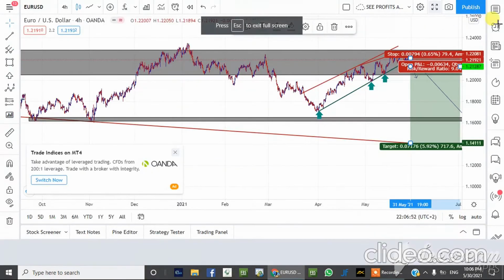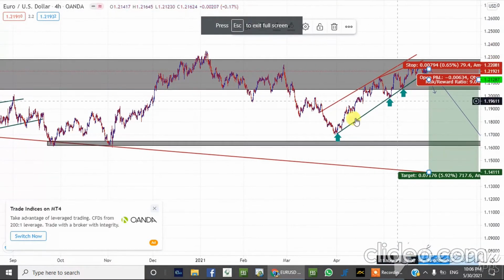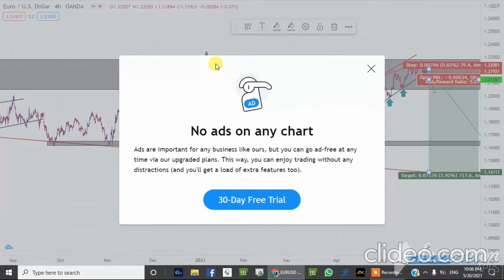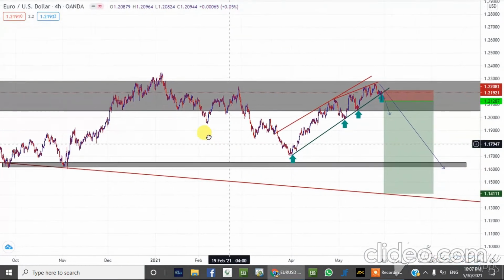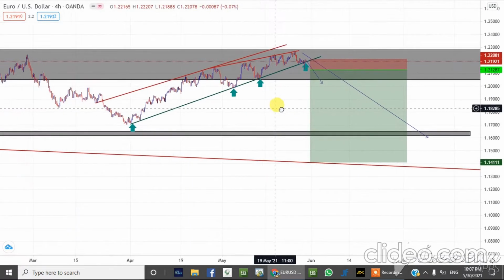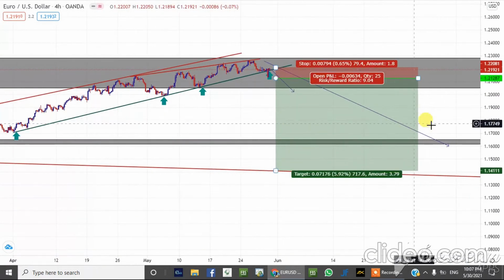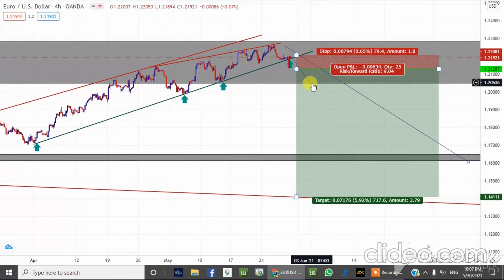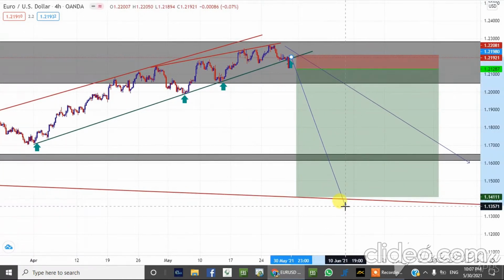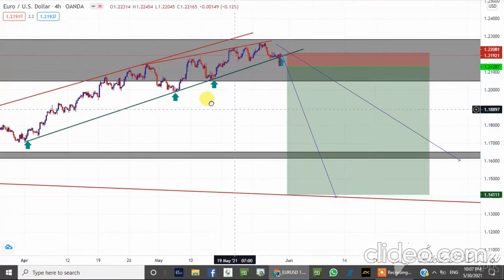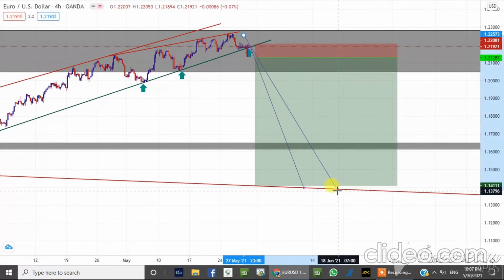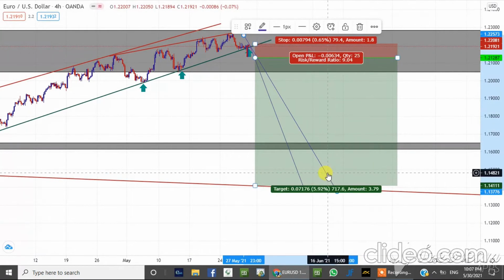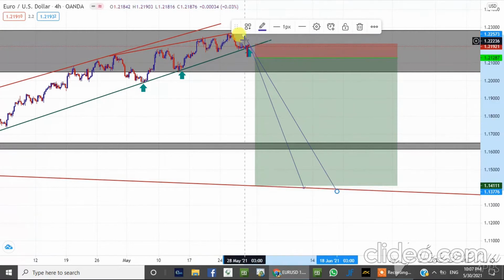Also, allow me to screenshot this so that they can receive it in the group. This is the analysis I have on EURUSD, overall drop to the downside. Or from that point, whenever, but I will place a sell stop.